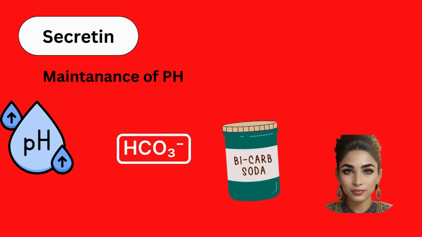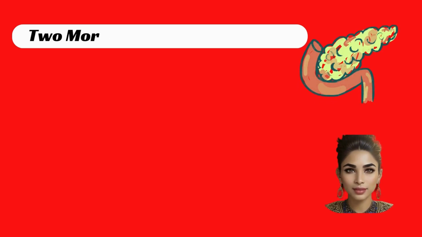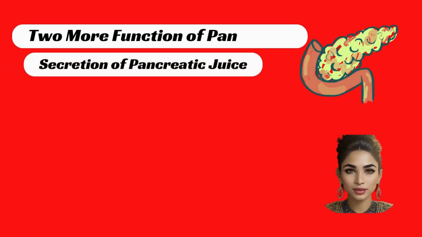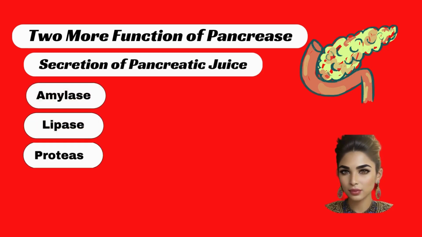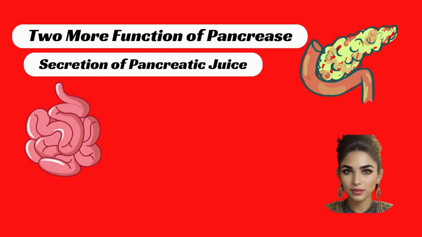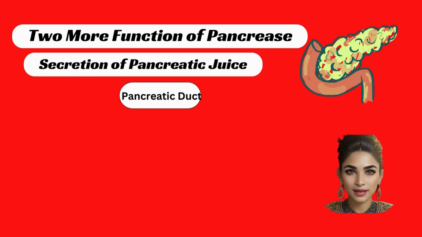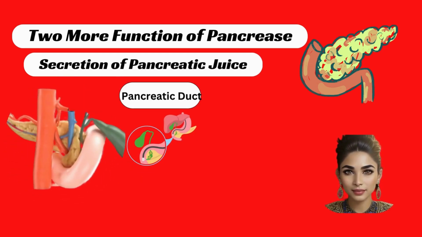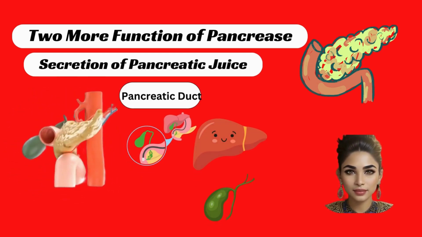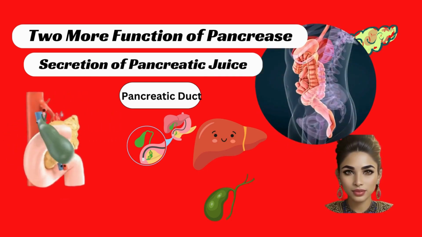2 more functions of the pancreas are there. One is secretion of pancreatic juice, which contains amylase, lipase, and protease. This juice is delivered to the duodenum via the pancreatic duct, where it mixes with bile from the liver and gallbladder to facilitate the digestion and absorption of nutrients.